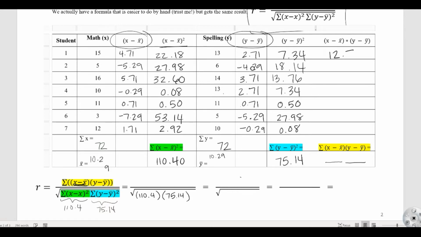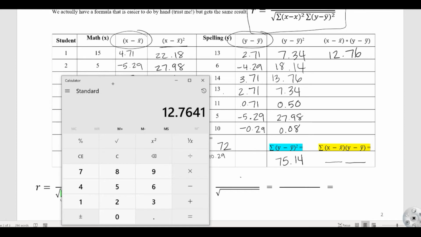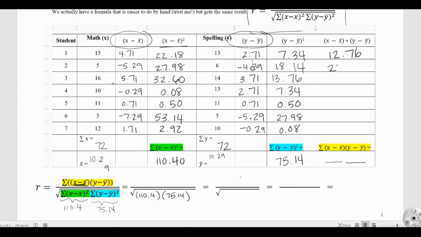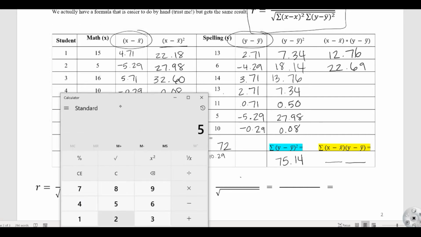12.76. Then we have 5.29. Here, the negative does matter in case they're both not negative. So 5.29 times negative 4.29, 22.69. Next we have 5.71 times 3.71, 21.18.